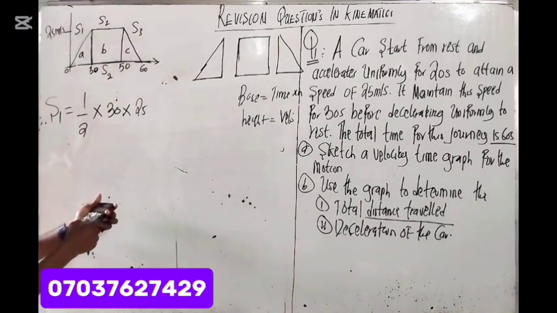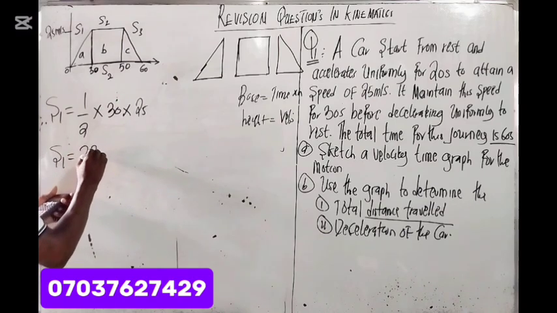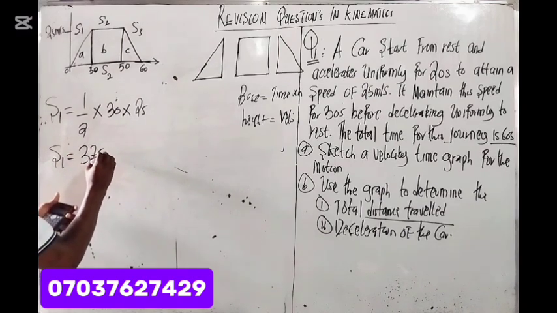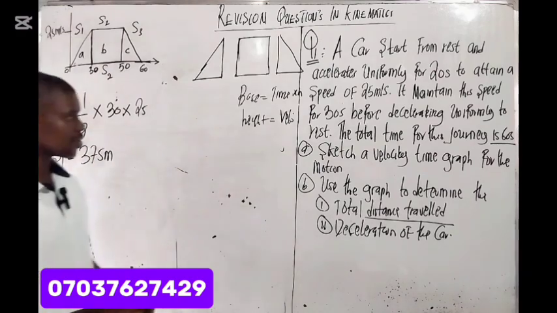So if you look at it very well, 30 times 25 divided by 2. So my x1 is 375 meters, because they say it is distance.